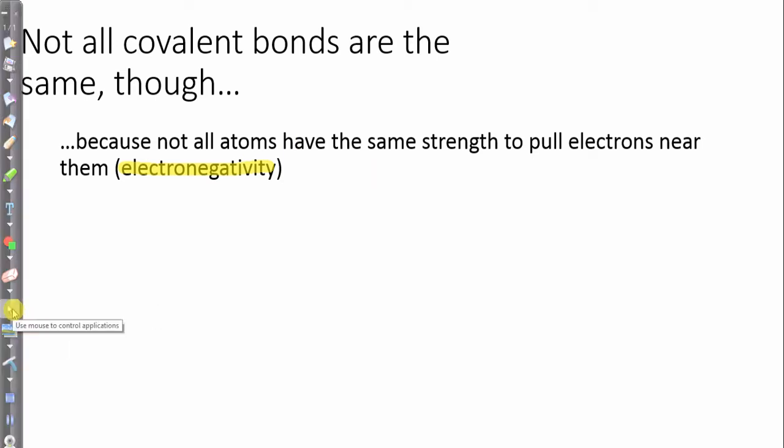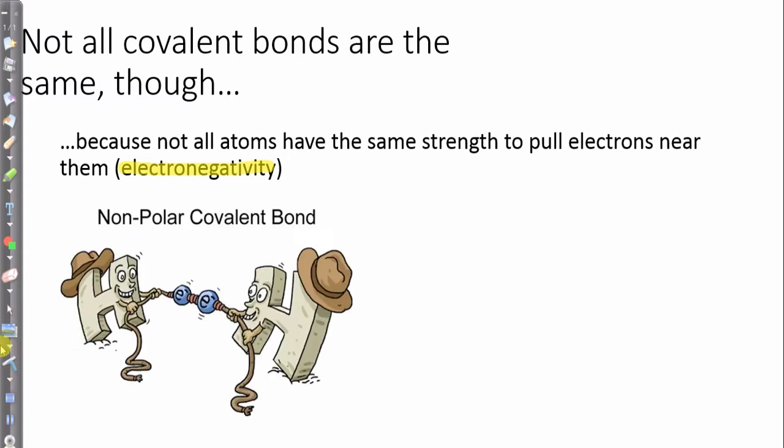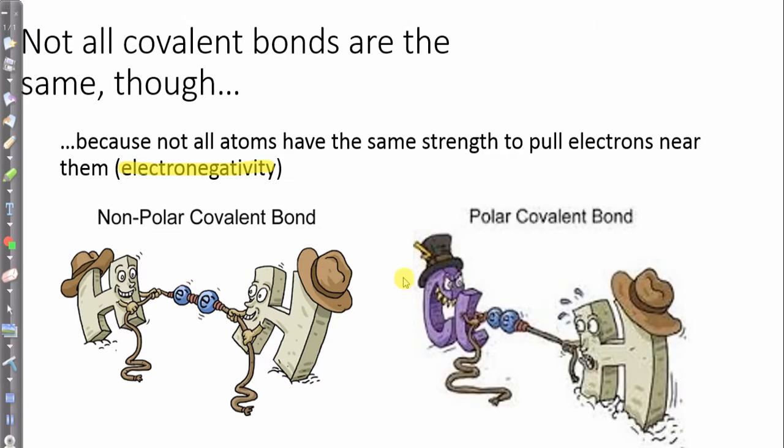For example, if you had a hydrogen and a hydrogen sharing a pair of electrons, and they're each pulling on that pair, they're going to pull pretty equally, so that's referred to as a nonpolar covalent bond. That is, if you imagine the electrons are being shared right in the middle of those atoms, that's a nonpolar covalent bond.